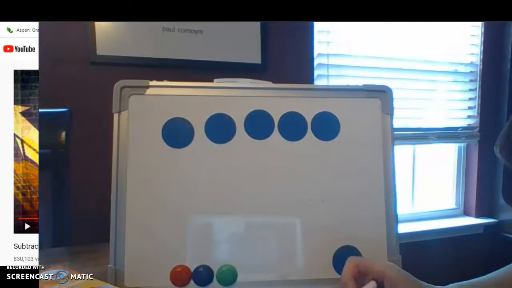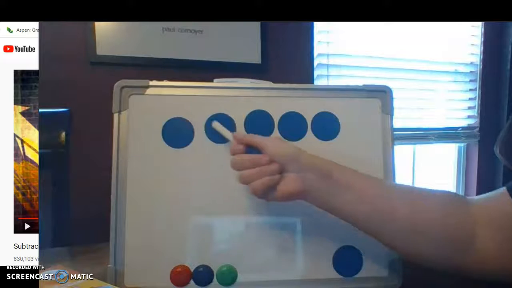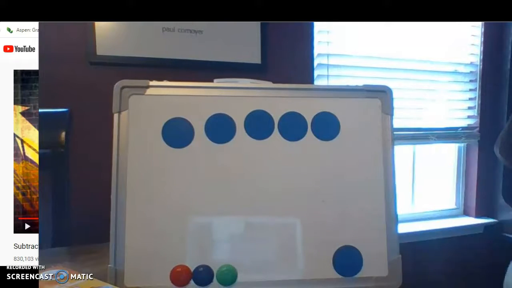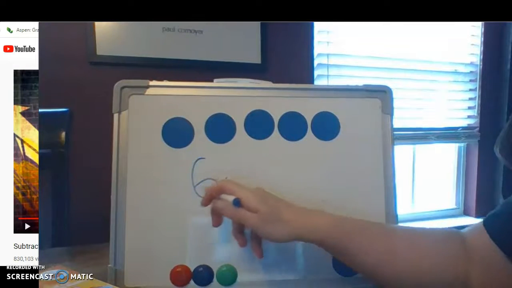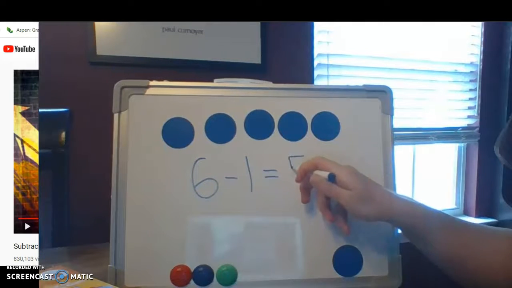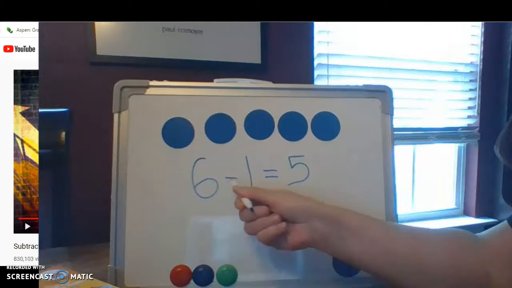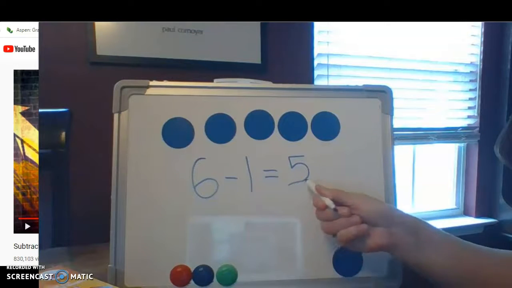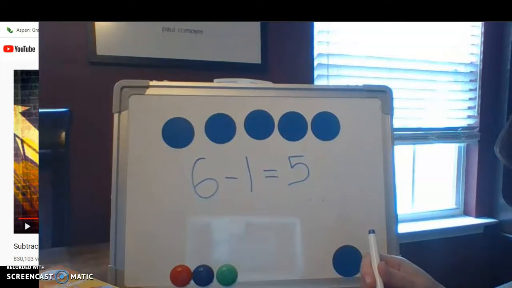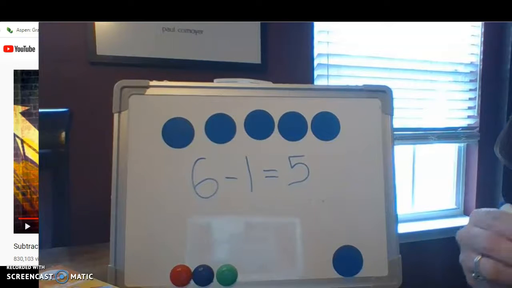How many puppies does Paola have left? Yeah, 5, right? 1, 2, 3, 4, 5. She had 6. Took away 1. That equals 5. Here's my whole subtraction set. 6 minus 1 equals 5. Good. Let's do one more like this.